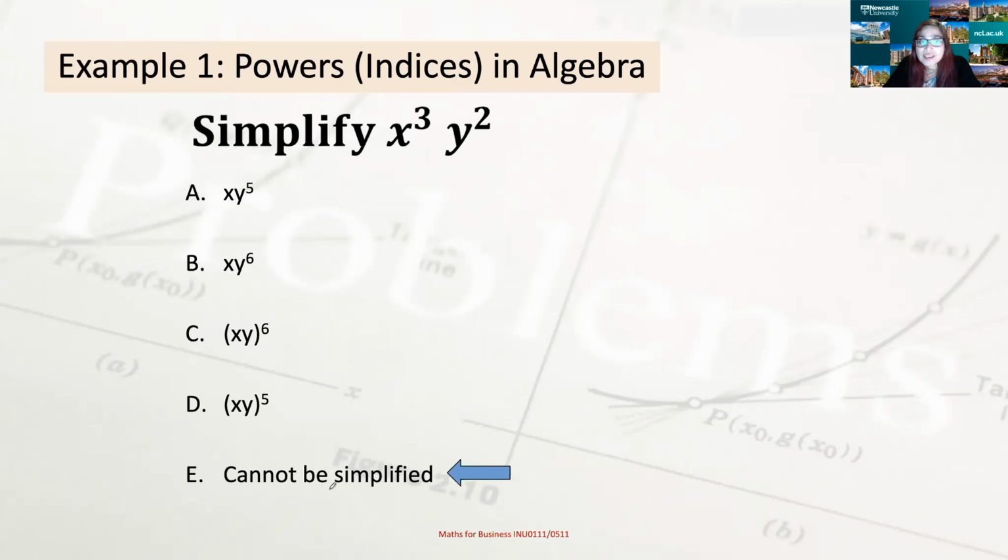Good. That's right. It cannot be simplified. Why can't it be simplified? Because the base is different. It's already simplified. You can't simplify it any further.